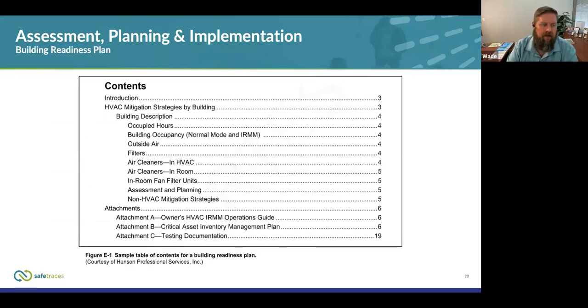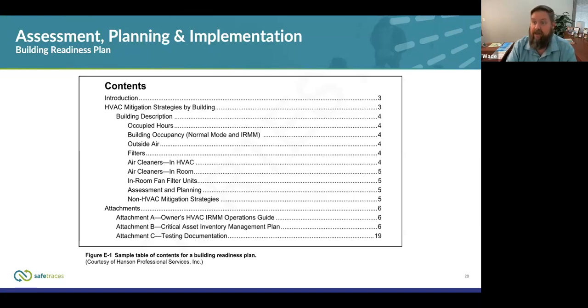This is very much a high-level sample. We also have another spreadsheet, and we're working more for the next version of the standard to have a little more detail, a little more information. But in essence, as you read through this table of contents, you're describing the building, when is it operating, how is it operating, what do I have for outdoor air, what do I have for filters, do I have any air cleaners, are they in room, are they in the unit, and then you talk about the assessment and planning, what you looked at. In terms of that assessment and planning, that is what you're planning to actually implement. And then also detailing out non-HVAC mitigation strategies.